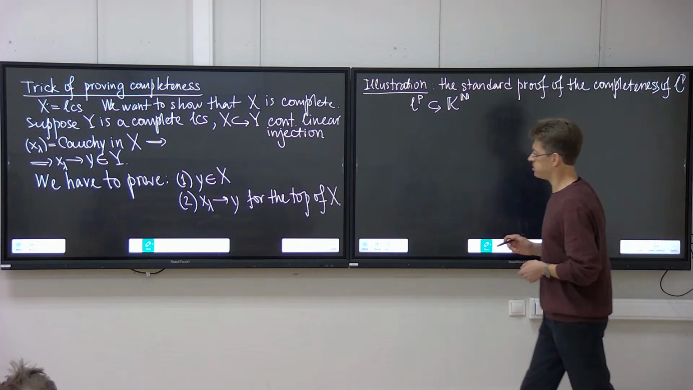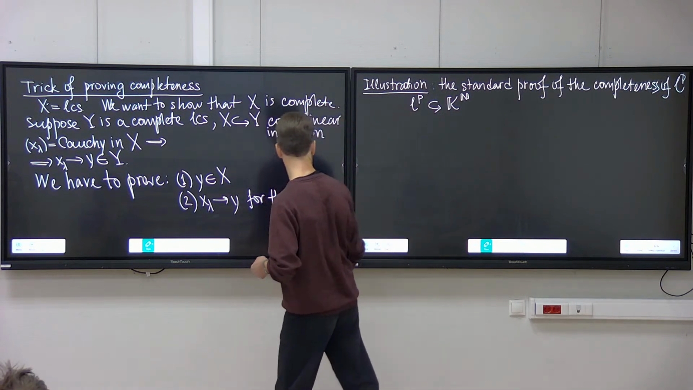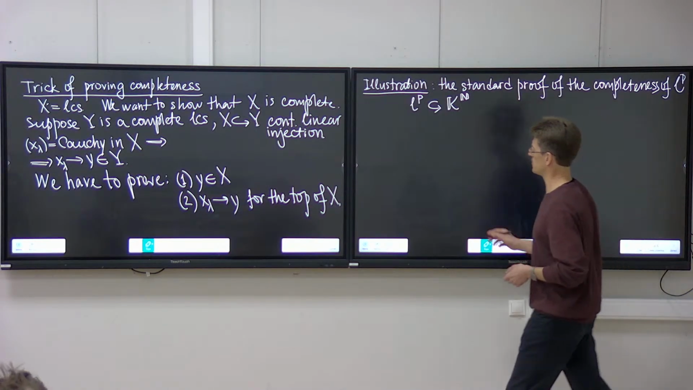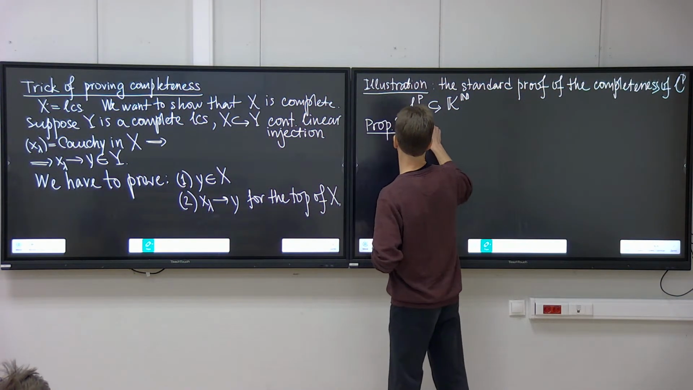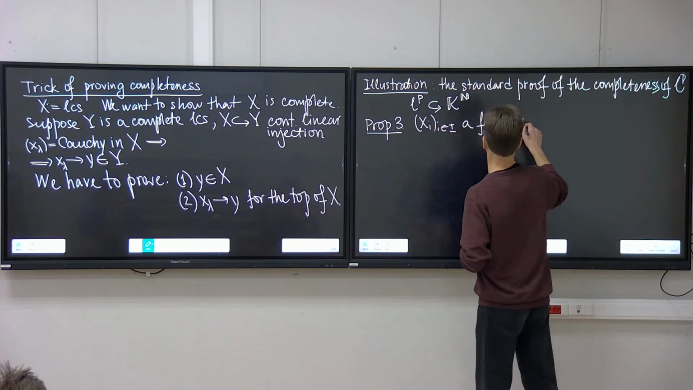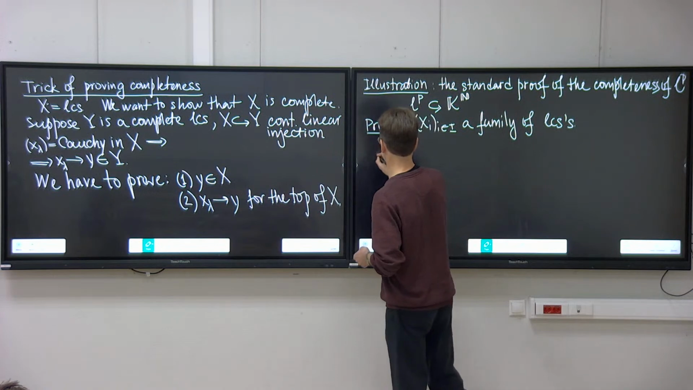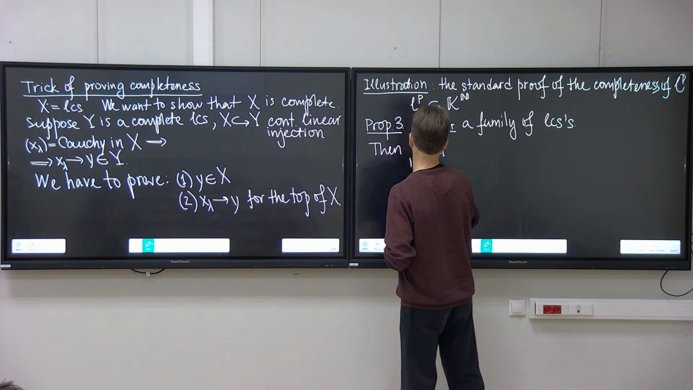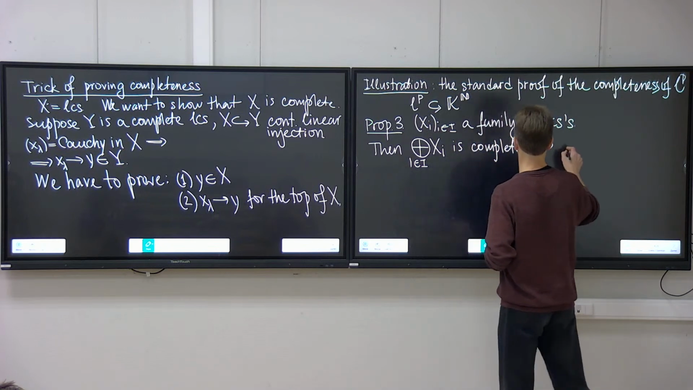Okay, let's now look at other constructions. I forgot the numbering. This was proposition 2. Okay. Now proposition 3. You have a family Xi of locally convex spaces. I claim that their locally convex direct sum is complete, if and only if all of them are complete.